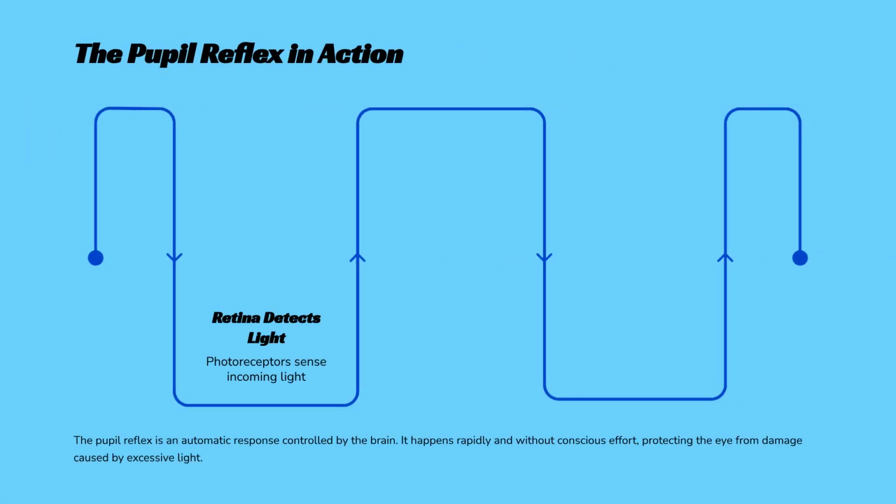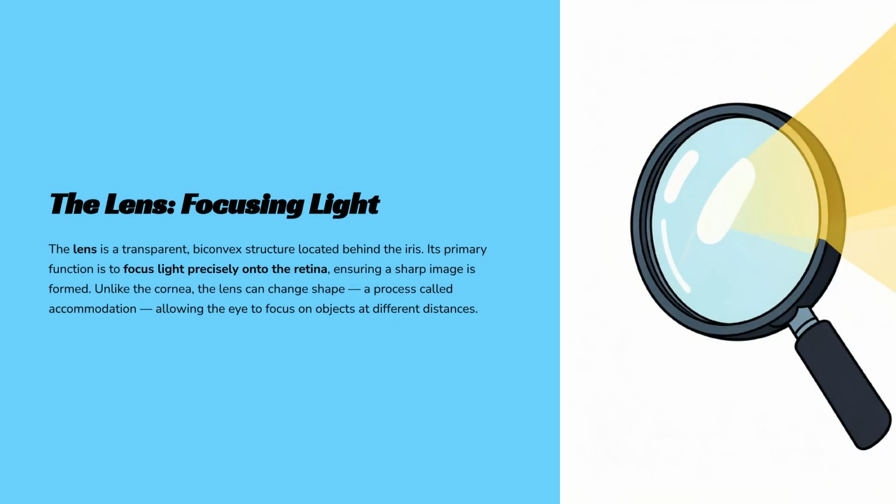The pupil reflex is an automatic response controlled by the brain. When the retina detects light, a nerve impulse relays a signal to the brain, which then sends a signal back, causing the iris muscles to adjust the pupil size. The lens is a transparent, biconvex structure behind the iris. Its main job is to focus light precisely onto the retina. It can change shape, a process called accommodation, to focus on objects at various distances.